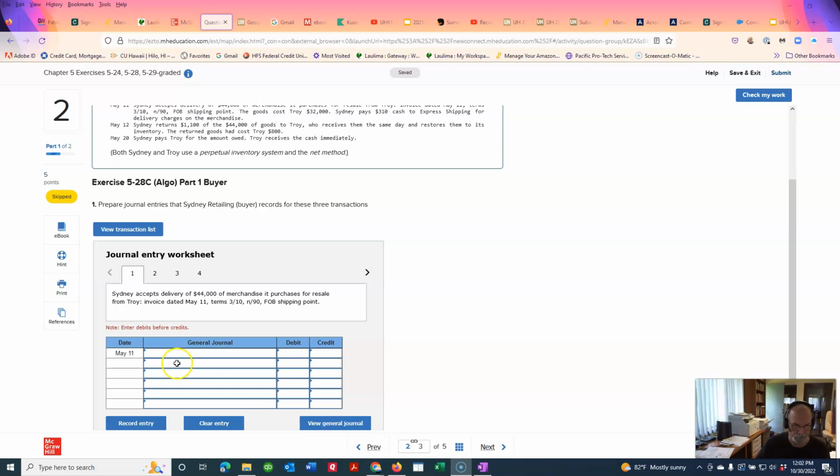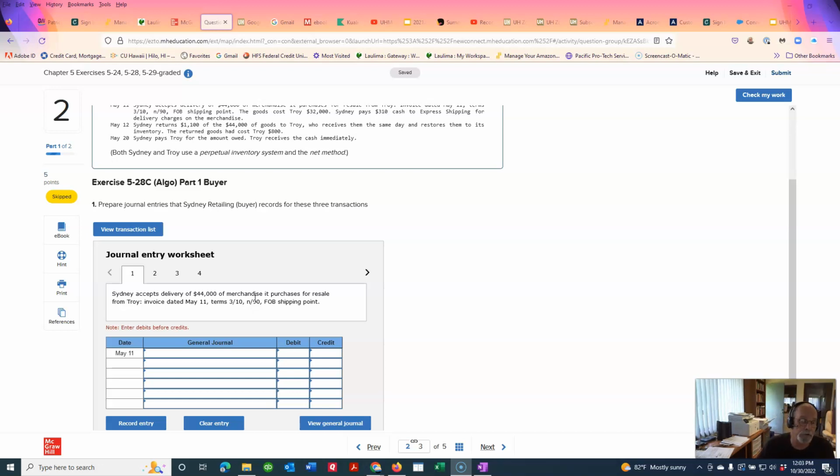So first of all, let's talk a little bit about the terms. Terms in merchandising are generally stated, as you see here, 3/10, N/90. What that refers to is that the buyer gets a 3% discount if paid within 10 days from the invoice date, being May 11. Otherwise, the net amount is due in 90 days. The full amount is due in 90 days.